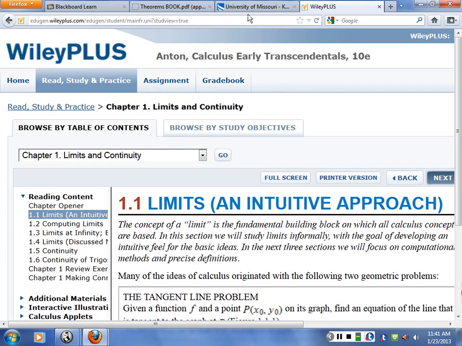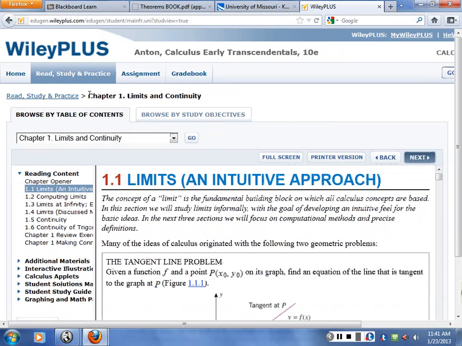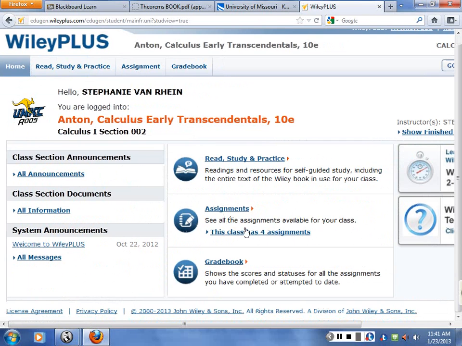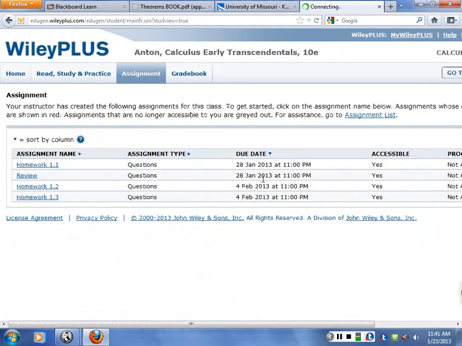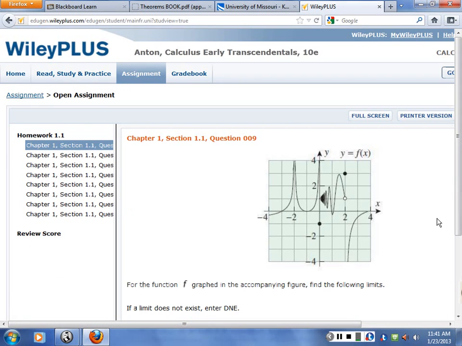So let's look at the Wiley problems from this section. The first graph, pretty straightforward. It looks crazy, but you're doing the same thing.